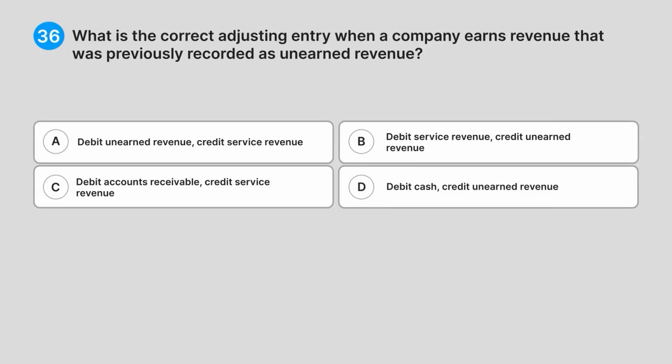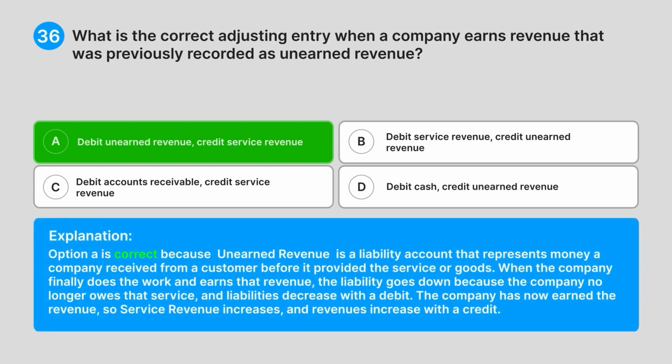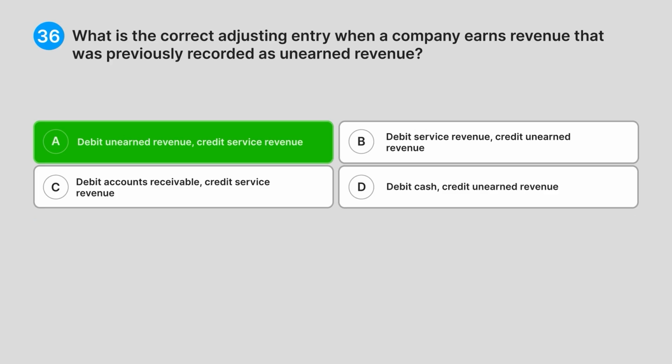Correct answer, A. Debit unearned revenue, credit service revenue. Explanation. Option A is correct because unearned revenue is a liability account that represents money a company received from a customer before it provided the service or goods. When the company finally does the work and earns that revenue, the liability goes down because the company no longer owes that service, and liabilities decrease with a debit. The company has now earned the revenue, so service revenue increases, and revenues increase with a credit.